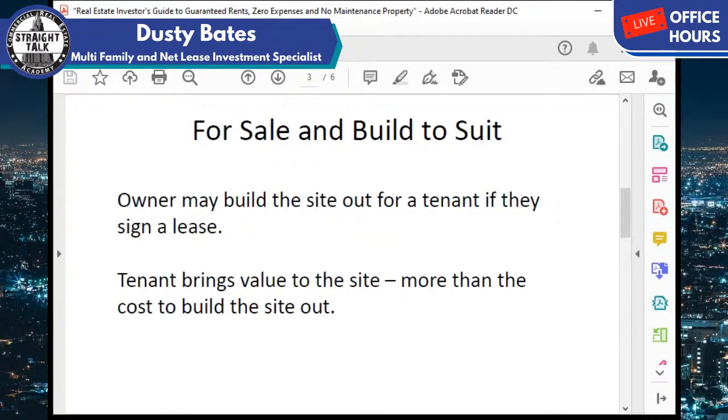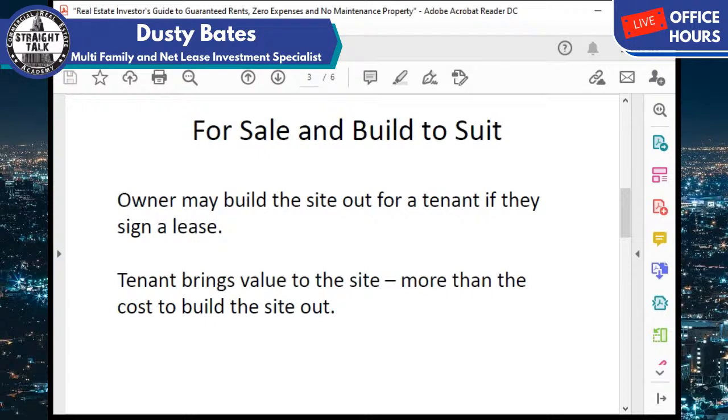You've probably seen the signs out there on some vacant land that say for sale or build to suit. What that means is the owner has a piece of land, and they would like to have someone sign a lease or buy it outright for a particular property.